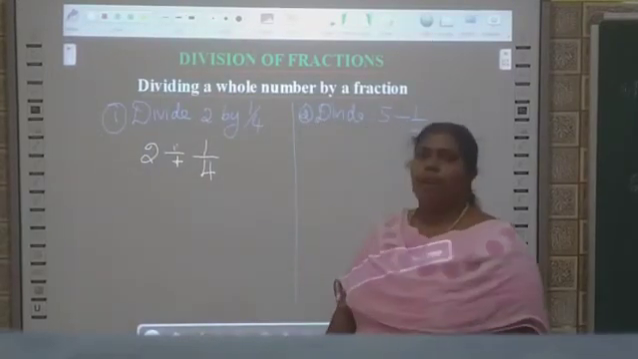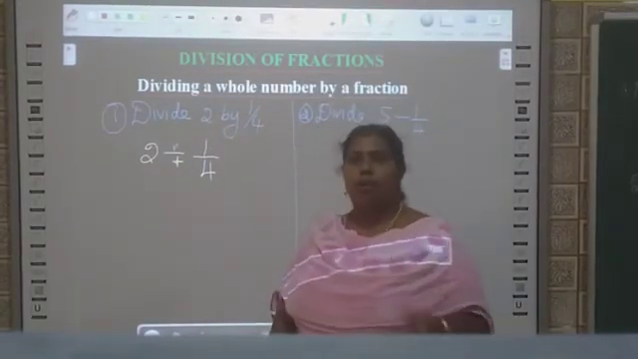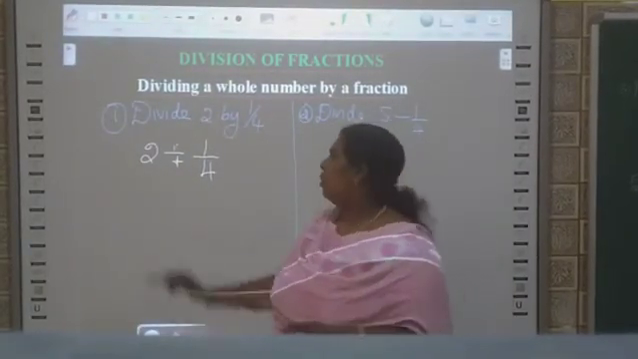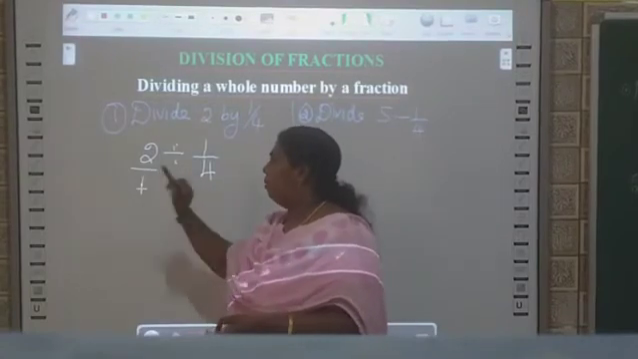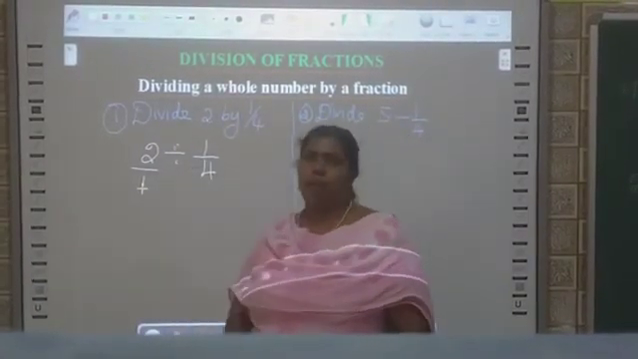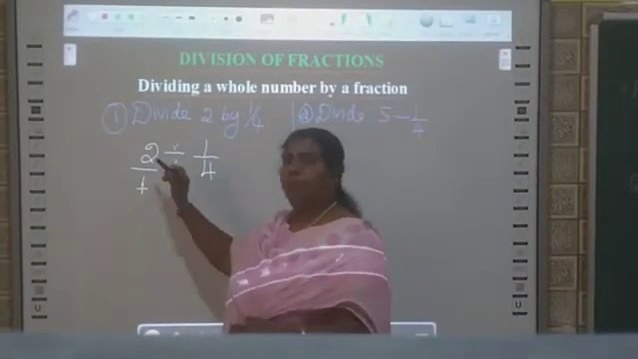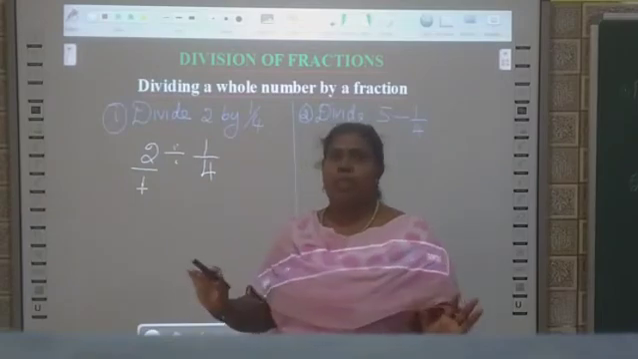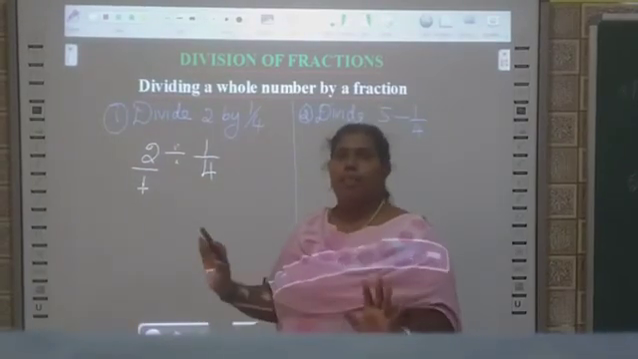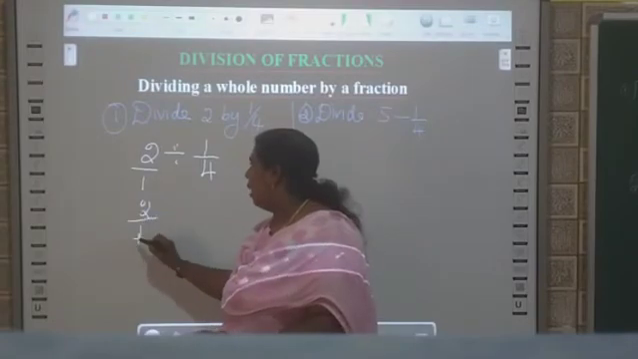How to divide? This is the whole number, right? All the whole numbers have a denominator. So the denominator is what? 1. 2 by 1 divided by 1 by 4. So what is the next step? The first fraction, no need to change anything. You have to write it as it is, 2 divided by 1.